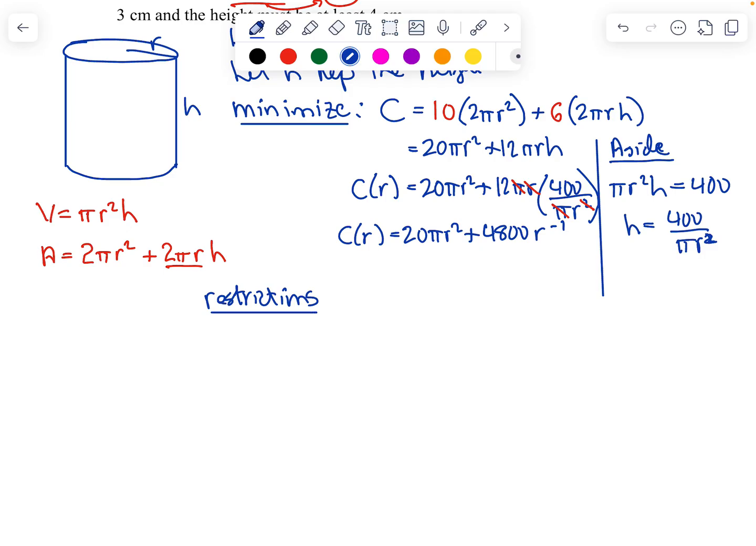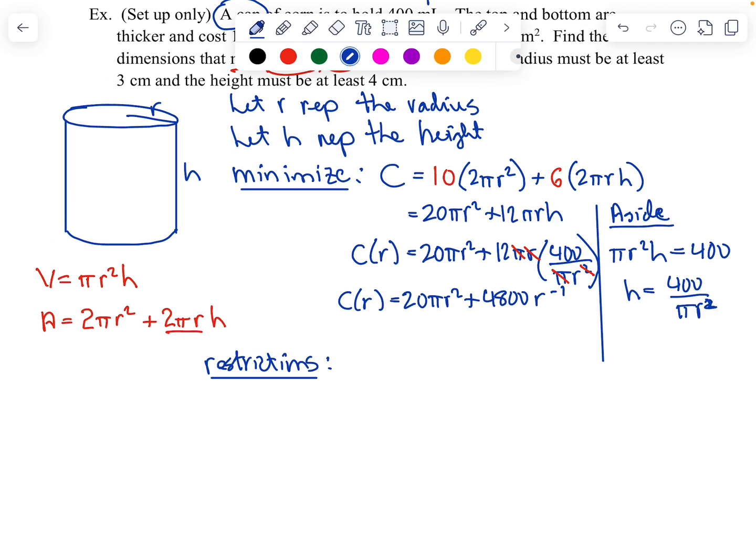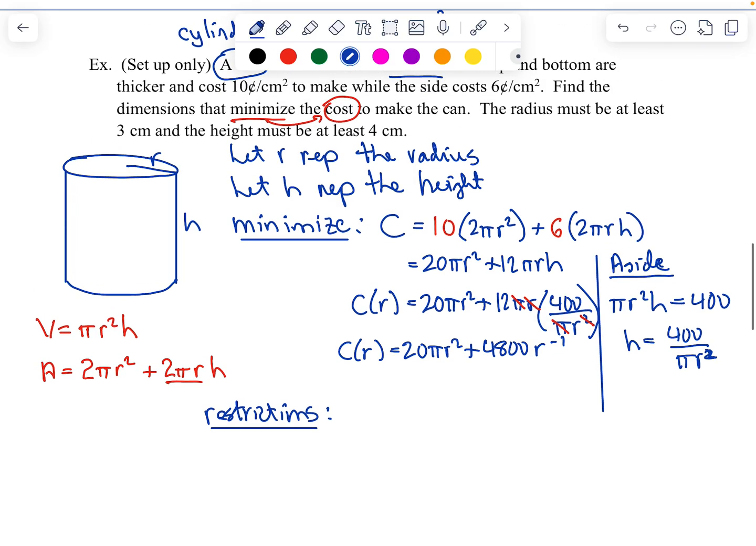So if I think of my restrictions here, again, our restrictions are always that dimensions must be greater than or equal to 0 unless there's some additional constraint. And notice that we have two of them here. The radius has to be at least 3 centimeters. So that's where I'm going to start. That the radius has to be greater than or equal to 3.